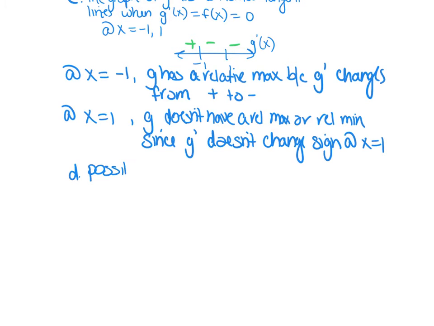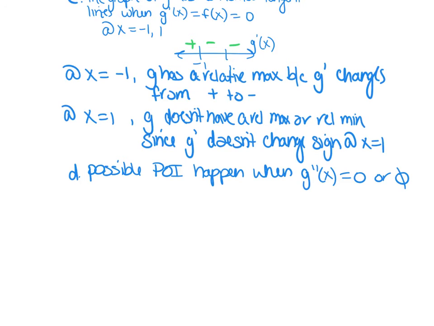So our possible points of inflection happen when our second derivative equals 0 or undefined. Okay, and for it to actually be a point of inflection, we need to see it change sign, because remember what a point of inflection is. It's where your graph changes from concave up to concave down. And using your second derivative, remember when your second derivative is positive, it's concave up. When your second derivative is negative, it is concave down.